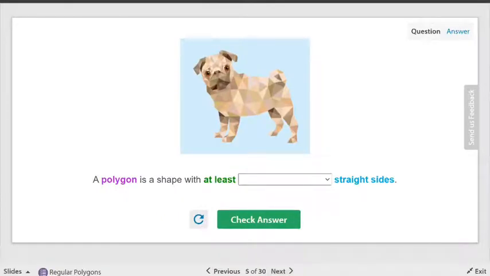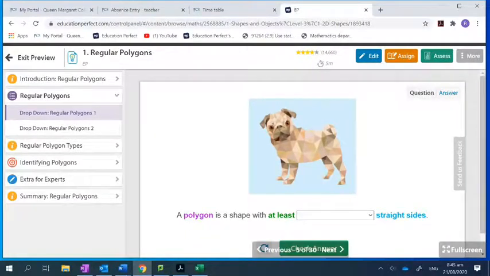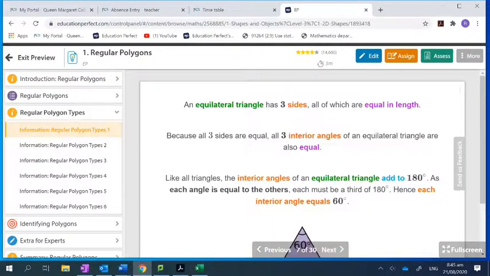It's too childish. So you're going to have to identify some language about polygons. So let's look at some regular polygons.